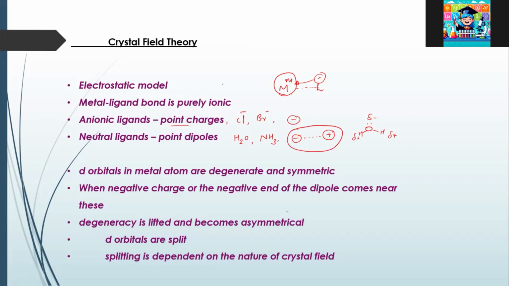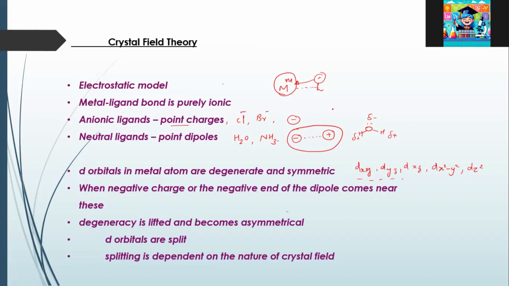This is about ligands. Now coming to the metal. We know d orbitals in the metals are taking part in the bond formation. There are 5 d orbitals, namely dxy, dyz, dxz, dx square minus y square, and finally dz square. The speciality of these d orbitals is that they have the same energy, or they are degenerate, and are symmetric.